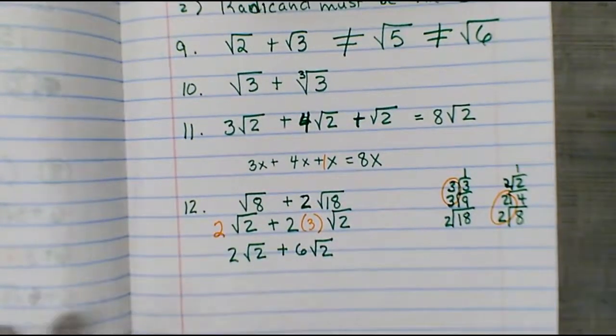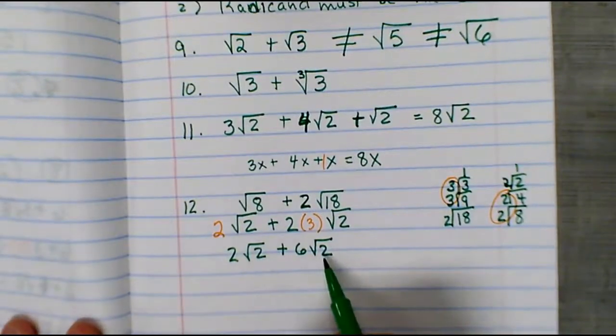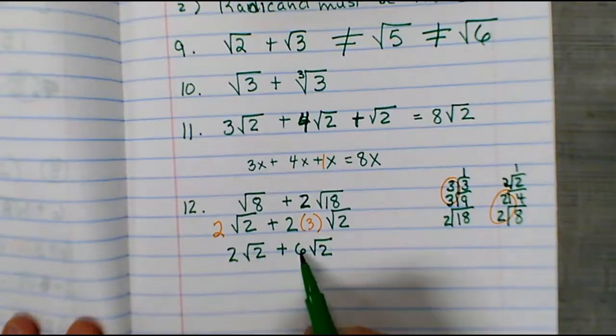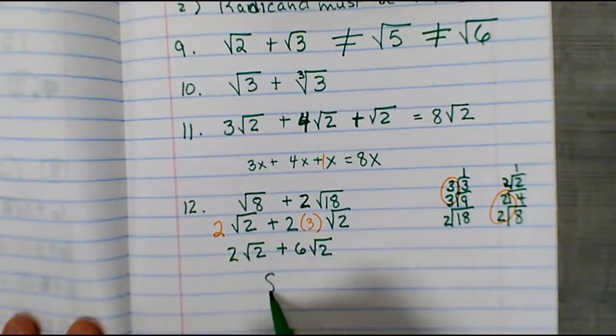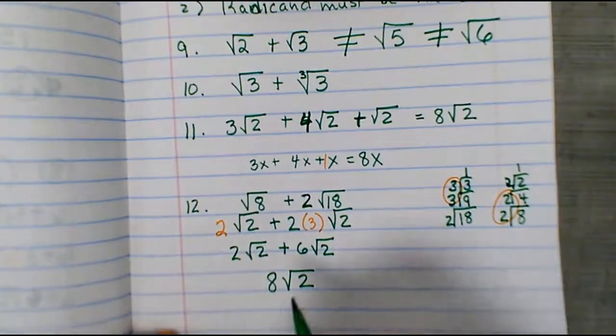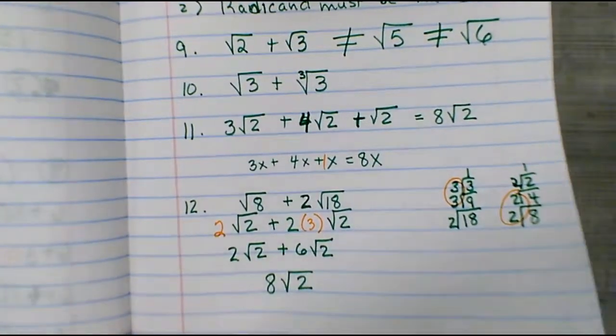After I simplify them, I do see that they have the same number under the square root sign. So 2 square roots of 2 plus 6 square roots of 2 would add together for 8 square roots of 2. So before I add or subtract, I need to simplify so I can tell if the radicand is the same.